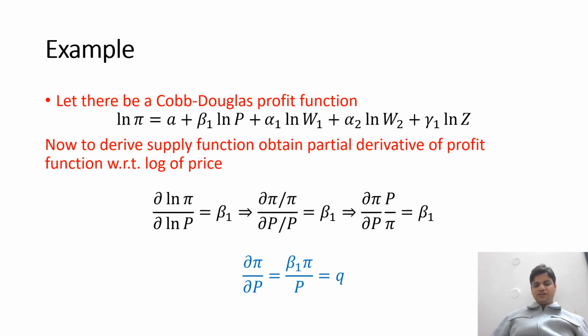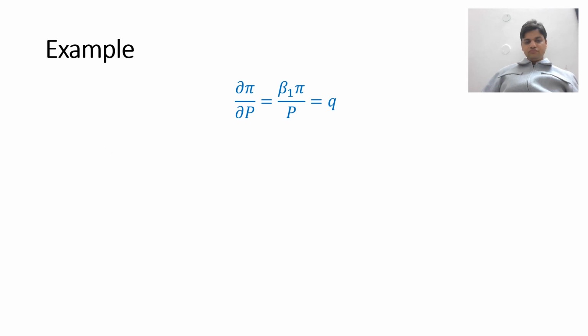So further simplification leads to ∂π/∂p, which was our interest to get. So which is equal to β1 times π by p. And remember, as per the statement of Hotelling's lemma and the property that we discussed, the partial derivative of the profit function with respect to price of output should give you the quantity Q. So we have written equal to Q also here. So same thing which was stated earlier is written here.